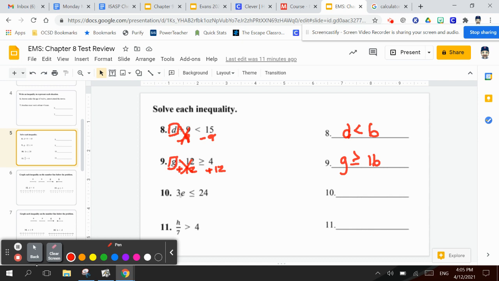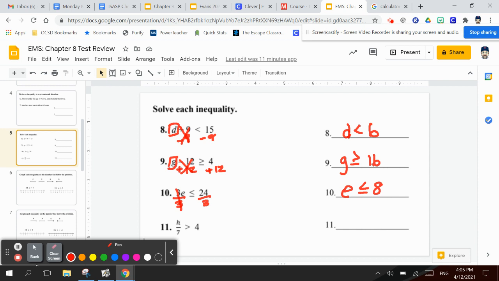Number 10, 3e is less than or equal to 24. That's multiplying, so the opposite is to divide. 3's cancel each other out. I'm left with e is less than or equal to 24 divided by 3, which is 8.